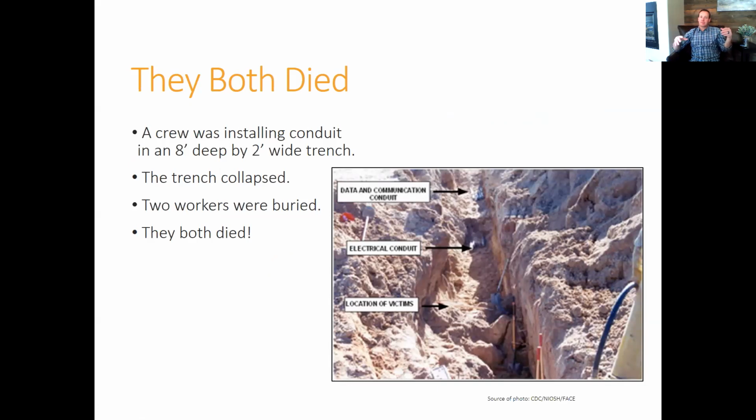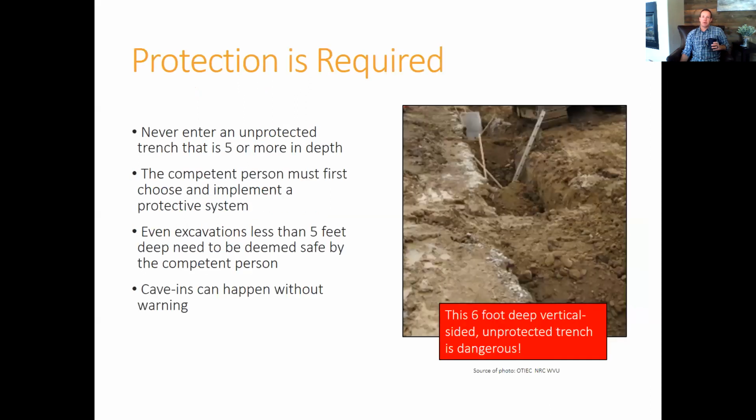The trench collapsed and 2 workers were buried. They're actually in this picture right here. 2 workers are buried underneath that sand right there. That's pretty scary. And this happens over and over and over again. It is not something that has stopped happening because people know it's dangerous. People still get down in those trenches, and a lot of them just don't know any better. But this is definitely a type C soil.